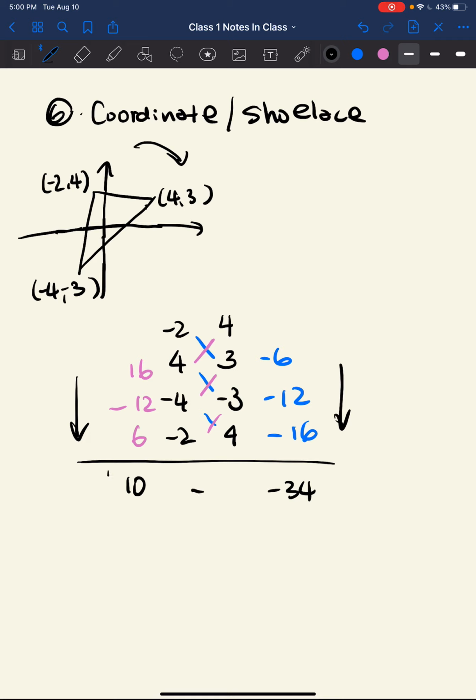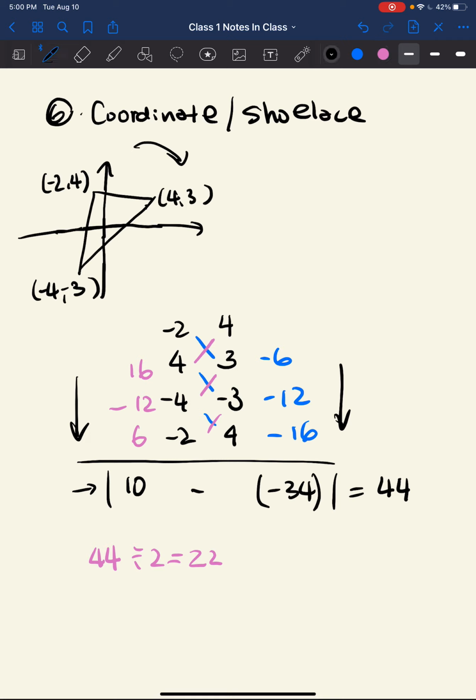Then we minus this. So 10 minus -34 should be +44. Then, this means the absolute value, so make sure you take the absolute value. So 10 minus -34 is +44. And remember, the last step is always to use -44. You have to divide it by 2, which is 22. So the area of this triangle should be 22.